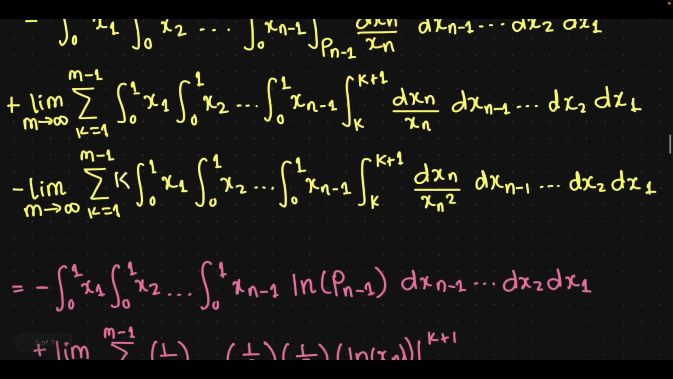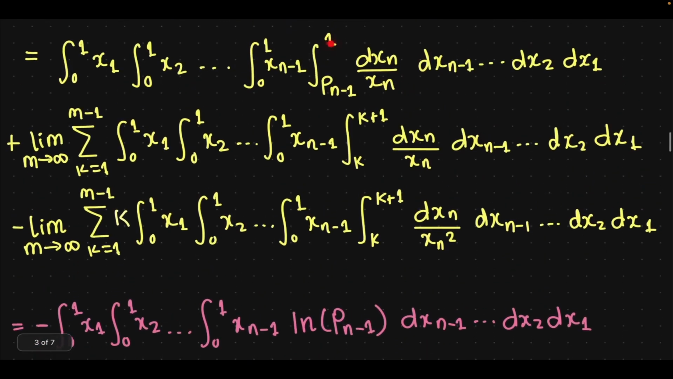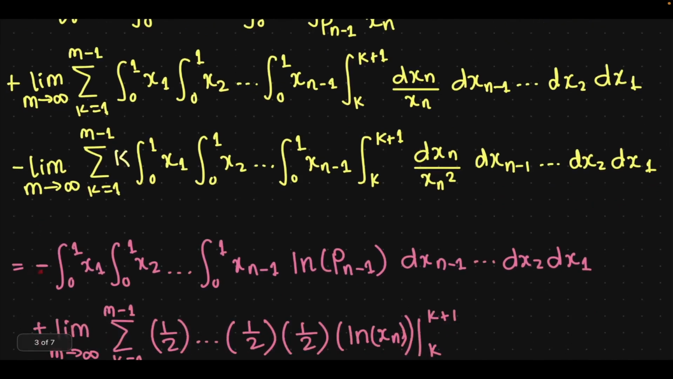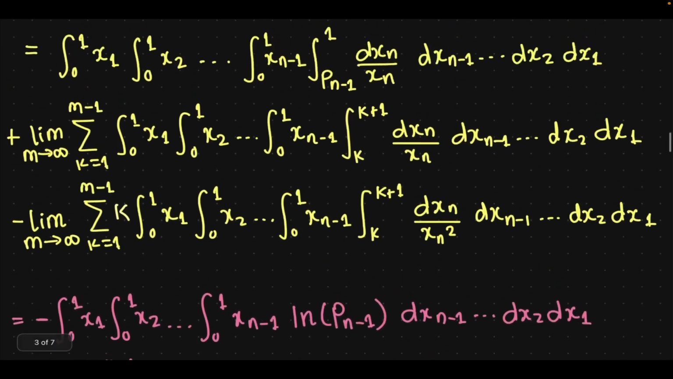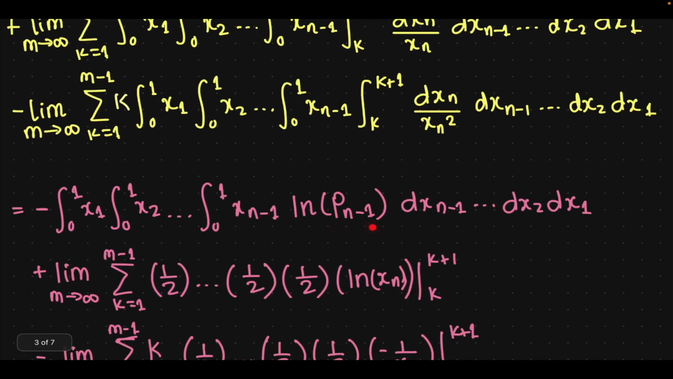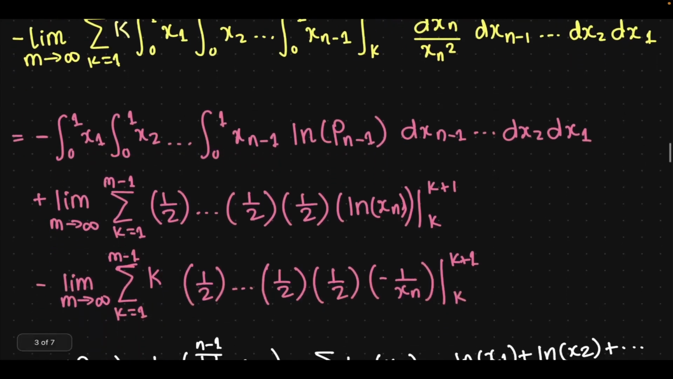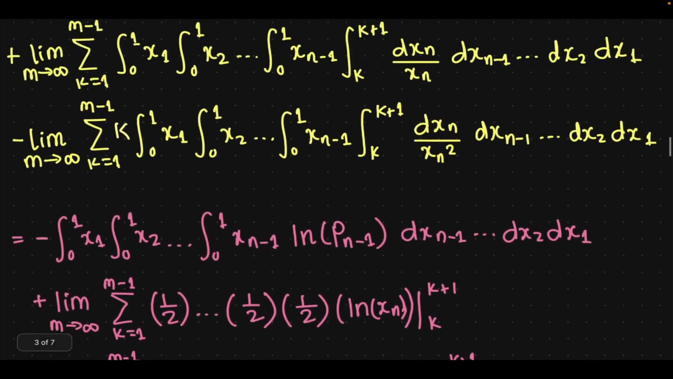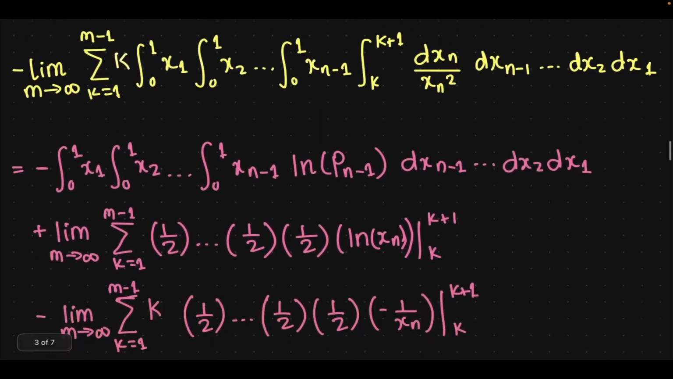We get a natural log from 1 to P_{n-1}. So natural log of x_n evaluated at 1 minus evaluated at P_{n-1}. So that's just going to be minus natural log of P_{n-1}, because ln 1 is 0. So we just have the ln P_{n-1}, and the rest of it is just the same.